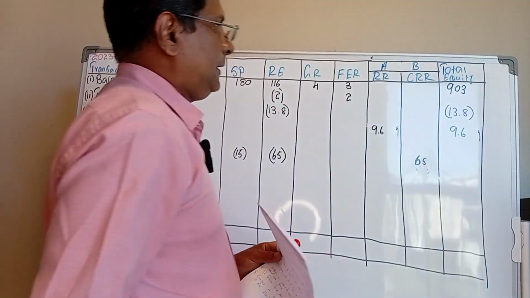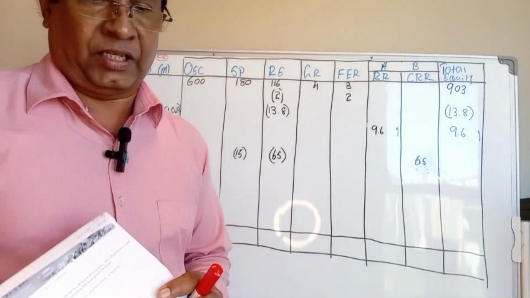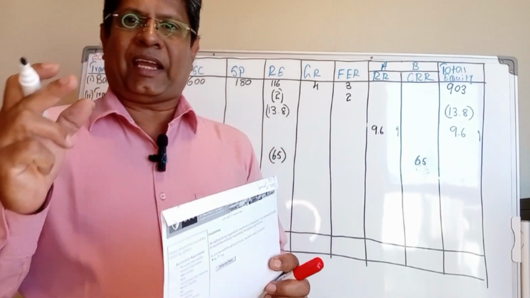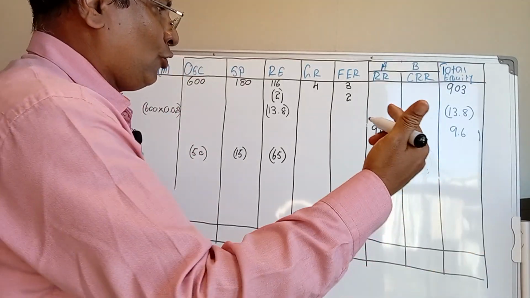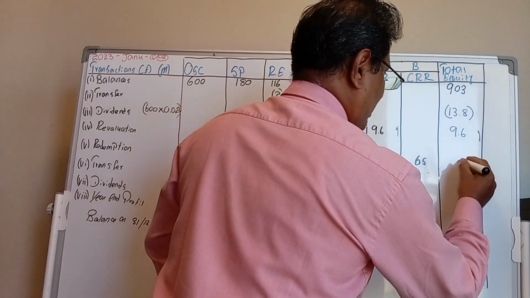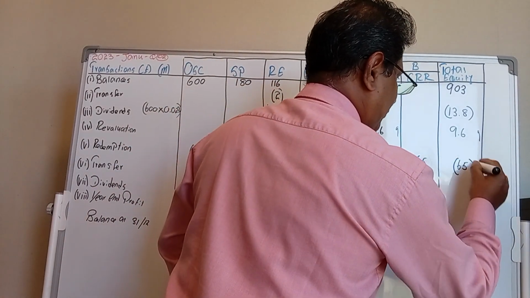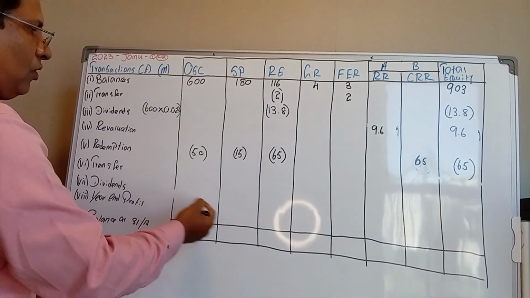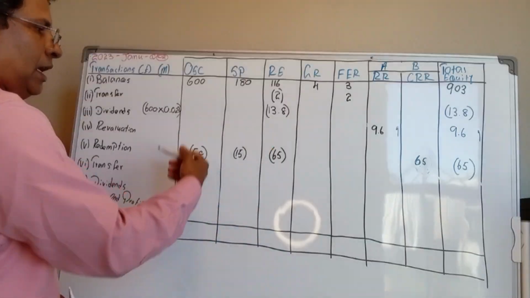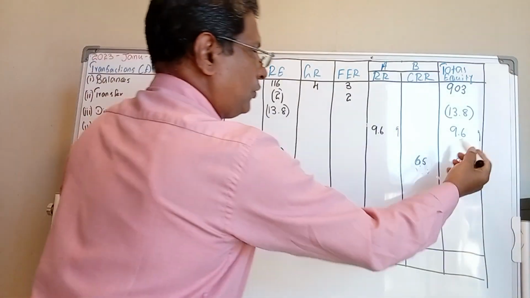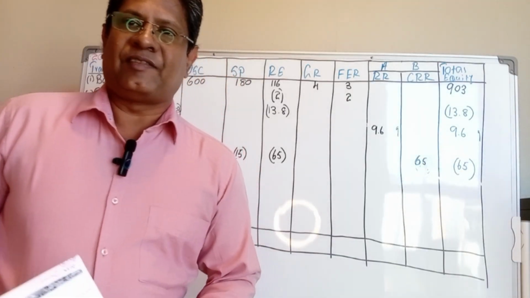CRR is credited by 65. Clear? Question: what's the impact on the total equity? Your total equity is going to be minus by 65 because your ordinary share capital and your share premium are reducing by 65. Therefore, your total equity also goes down by 65.